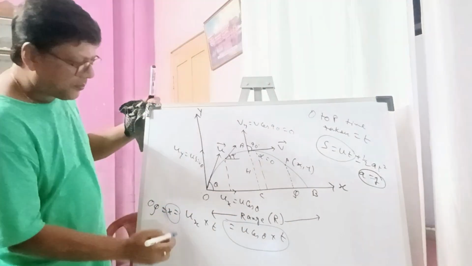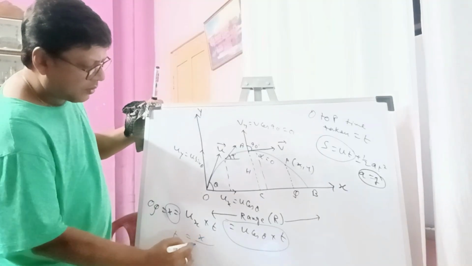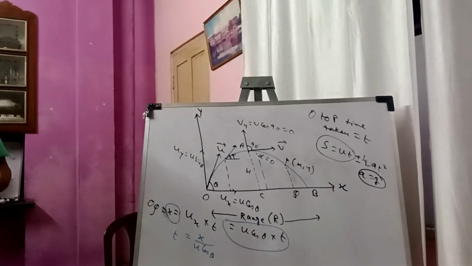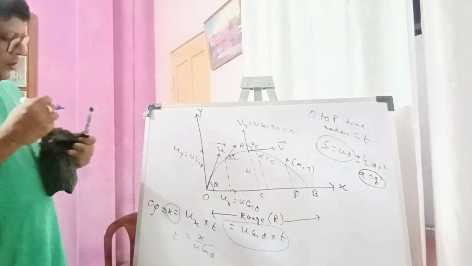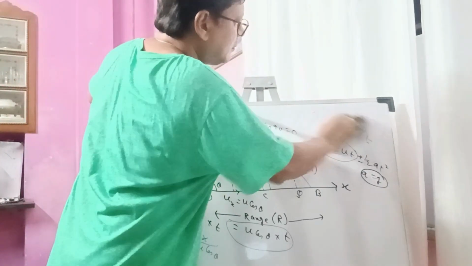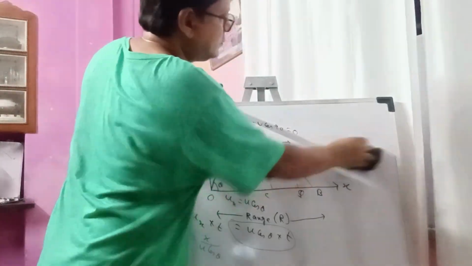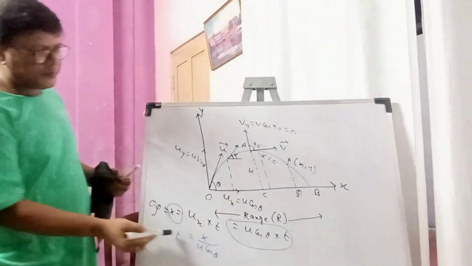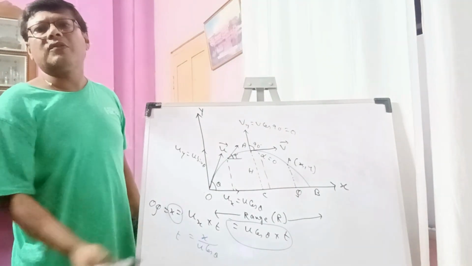So what will be the value of t here? t equals x by u cos theta. We have got t equals x by u cos theta.